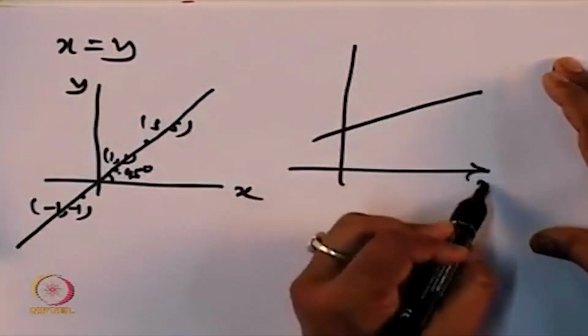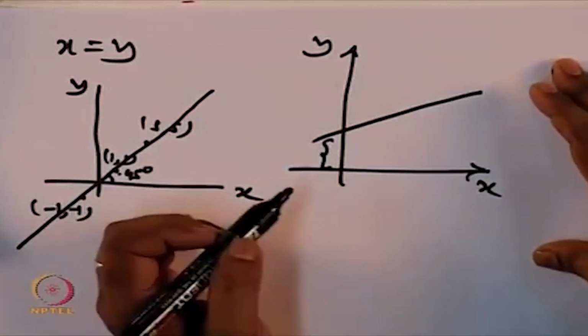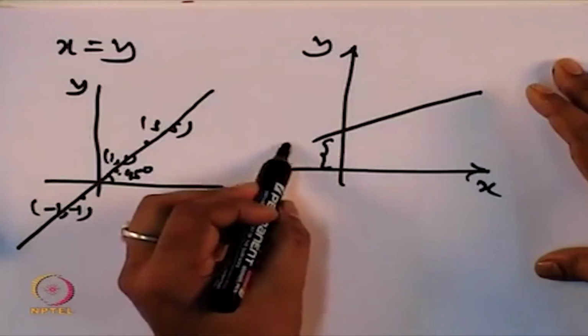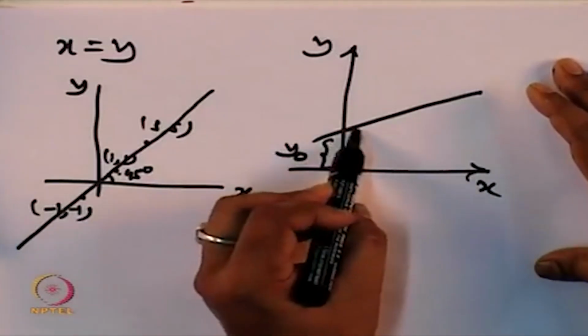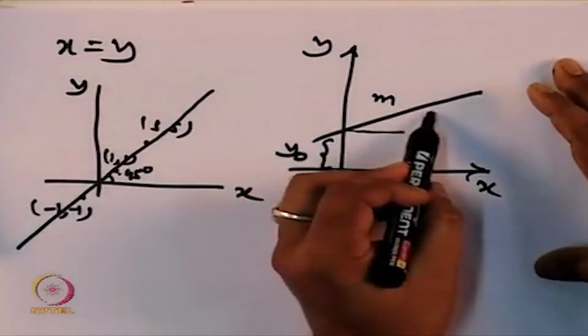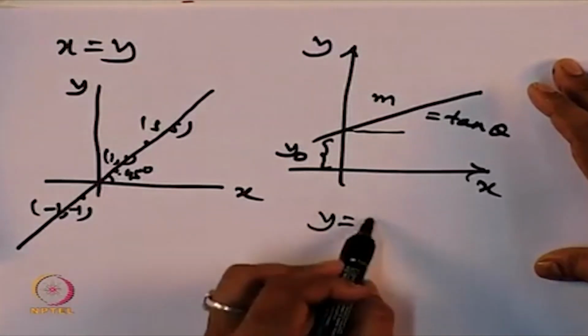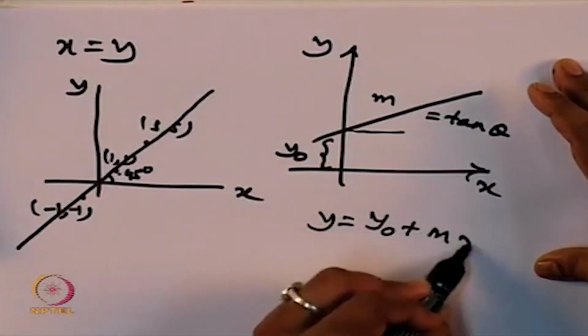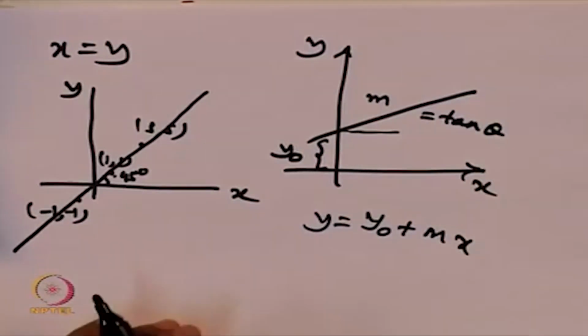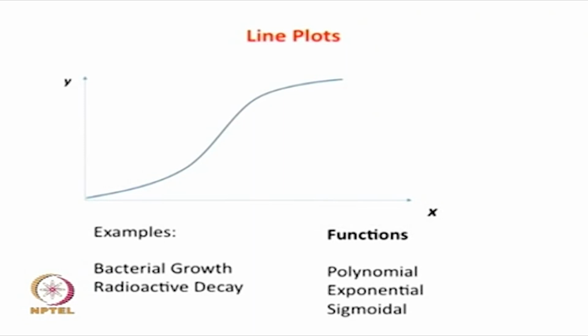In this case, there is a non-zero intercept on the y axis, which you can call y0, and it has a given slope. You can have m as the slope, where m is nothing but tan theta. So, in this case, y is equal to y naught plus mx is your equation. Okay. So, you can have multiple types of functions. These are all linear functions that I have drawn.